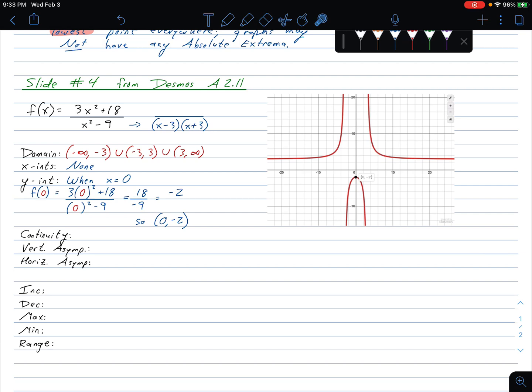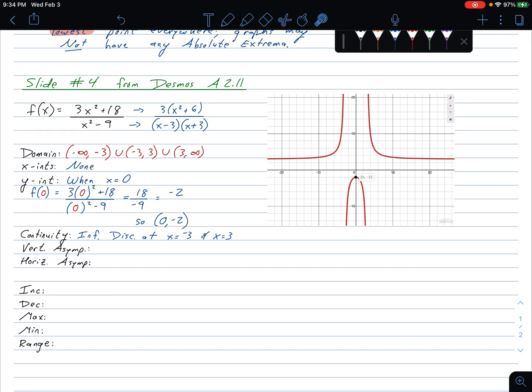Continuity, well, clearly looking at my picture, I am discontinuous. And it looks like I have some vertical asymptotes, but let's just check by factoring the top part of my fraction. Take out a 3, x squared plus 6. Nothing can cancel, no factors can cancel. So that means just the 2 numbers I'm skipping, 3 and negative 3, are infinite discontinuities at x equals negative 3 and 3. And we can see that right here. Here's negative 3, and here's 3.